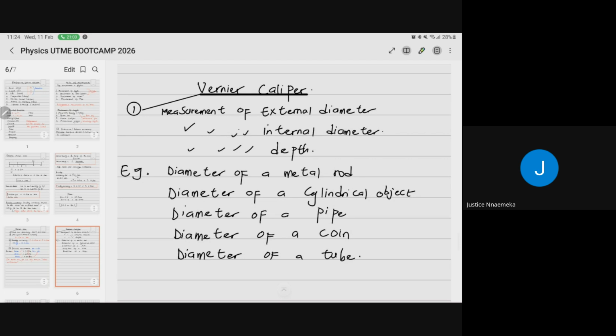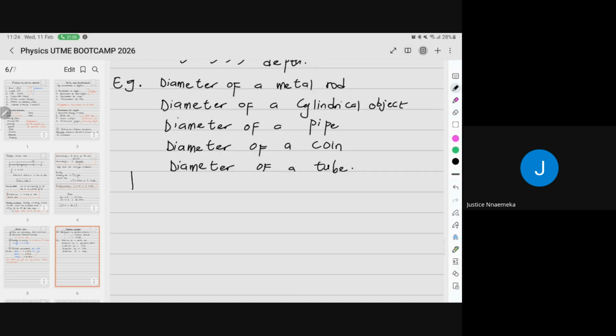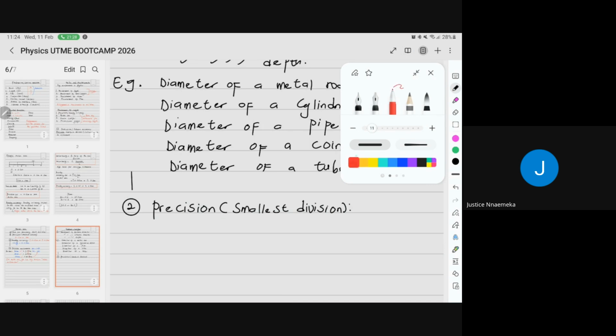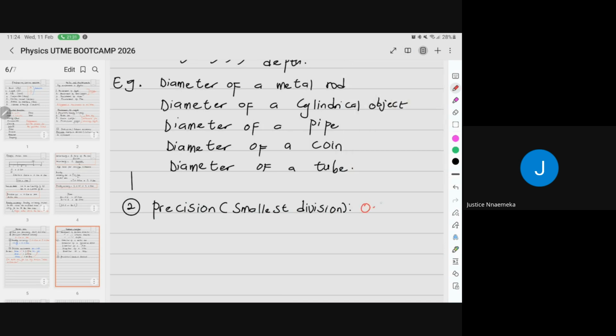So the next thing I want to talk about is the precision, in brackets, the smallest calibration, or let's call it the smallest division. The smallest division is going to be what? Look at how it is changing now. 0.1 millimeter. Are you seeing it now? The other one was 1 millimeter. It has the smallest calibration now. That means you can measure a smaller length, right?